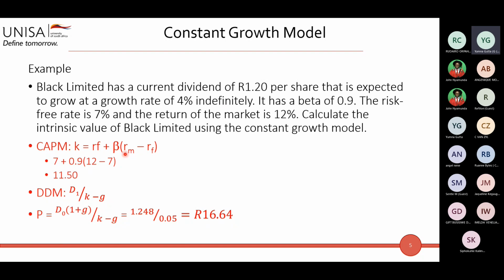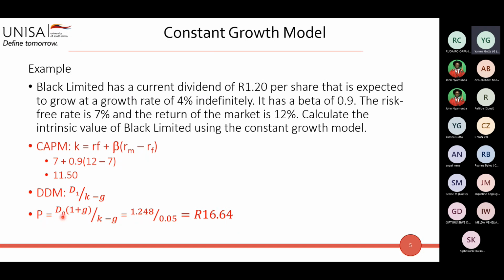Once you input these values into the formula, 7% is your risk-free rate, plus 0,9 is your beta, times 12 minus 7. Once you solve for that, 5 is your market risk premium, which you must remember is 0,05 because we're working with percentage form. You will get the required rate of return of 11.5%. Everything is in percentage form. Now you can use this 11.5% to calculate the price of the share.